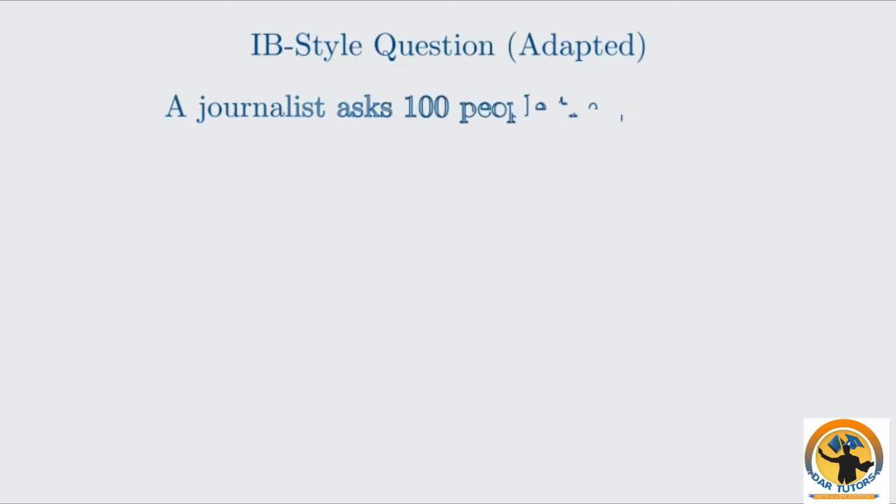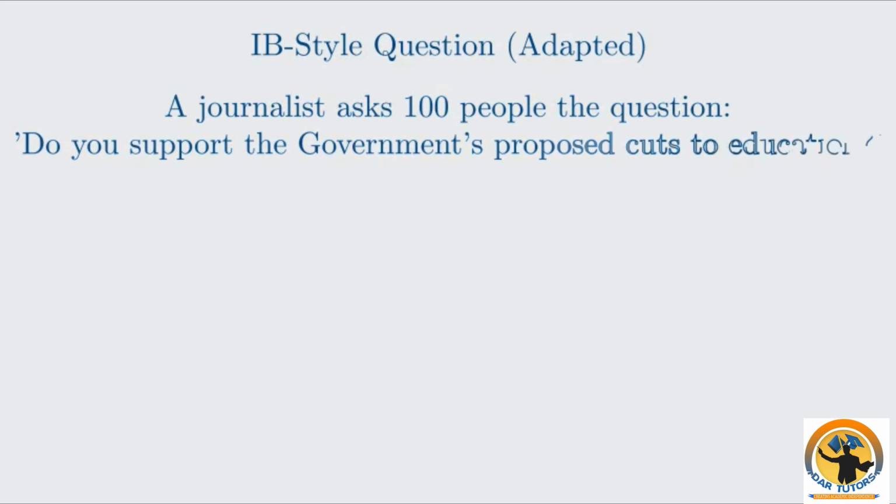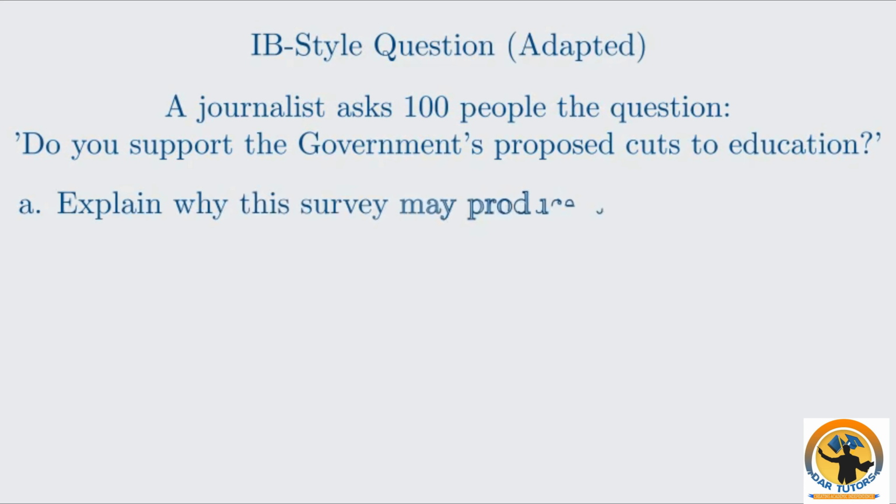Let's put these survey guidelines into practice with a final IB-style example. Consider the question, "Do you support the government's proposed cuts to education?" A journalist asks this question to 100 people. First, why might this produce a measurement error?